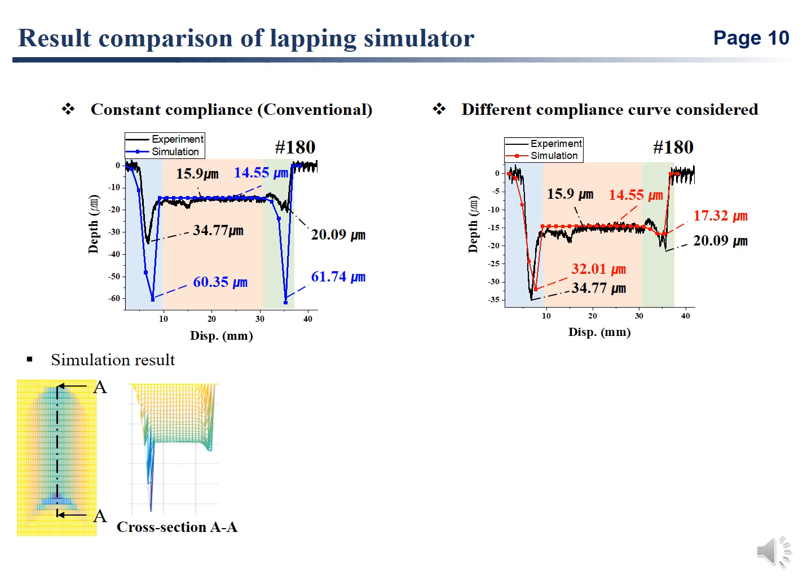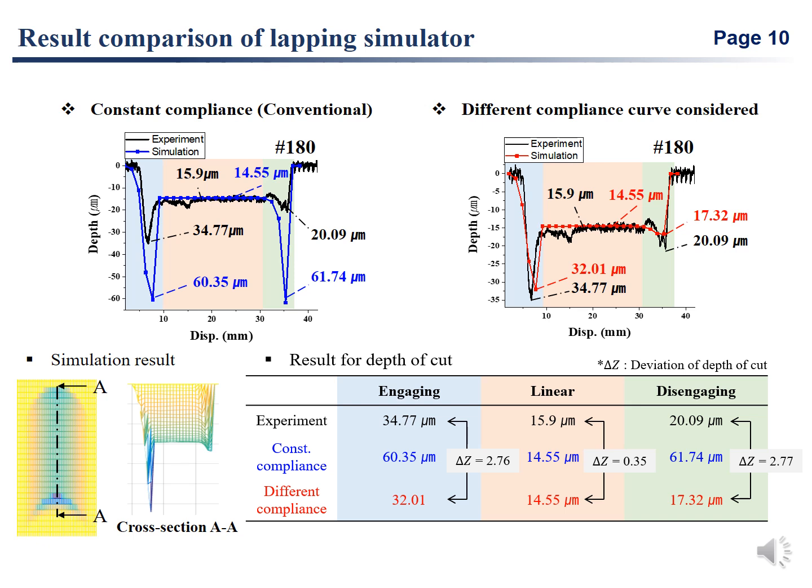From the simulation, we can confirm that the simulation result adopting a different compliance curve matches the experiment much better than the constant compliance simulation result at the engaging and disengaging sections. In addition, in the result table for depth of cut, we can confirm that the error value is smaller than 3 micrometers in all areas.